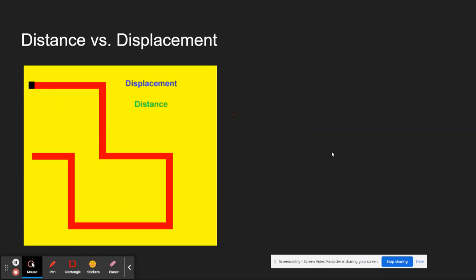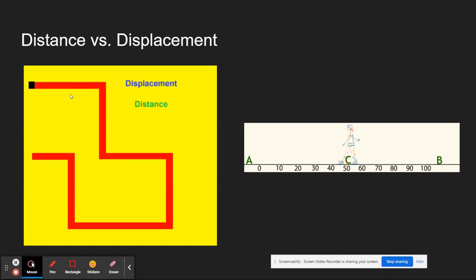Distance displacement here is just a graphic representing that. Nope, it's not. That one's not moving. That one should be moving.